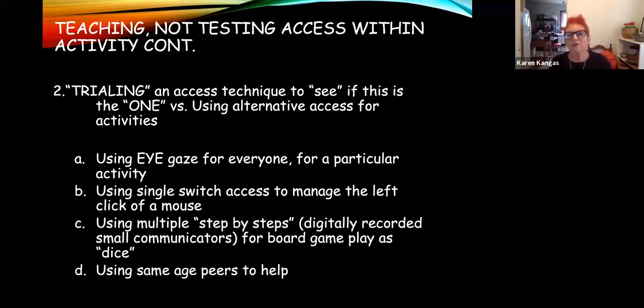And then you're going to have even more extensive modeling of how we can all do things in different ways and still be actively engaged in the activity. And it doesn't mean the activity has to be compromised.